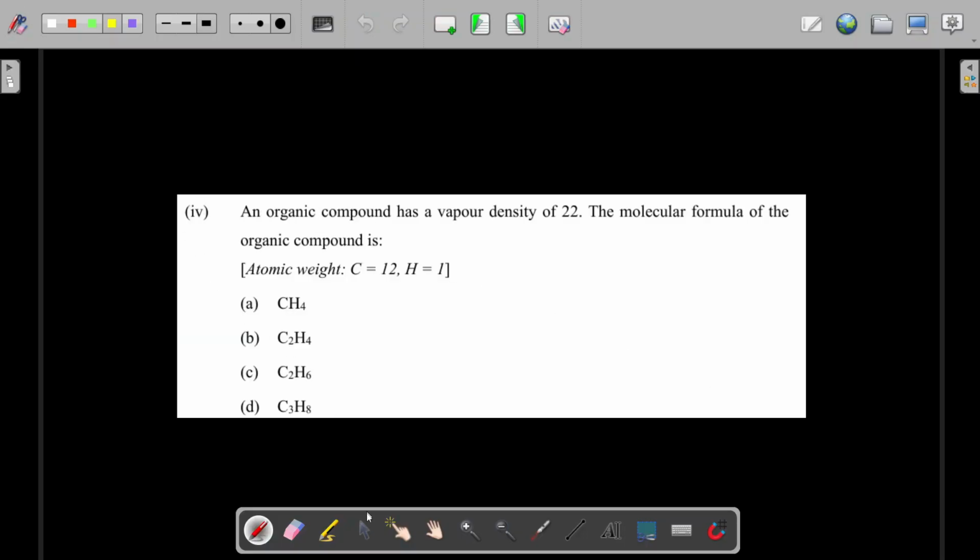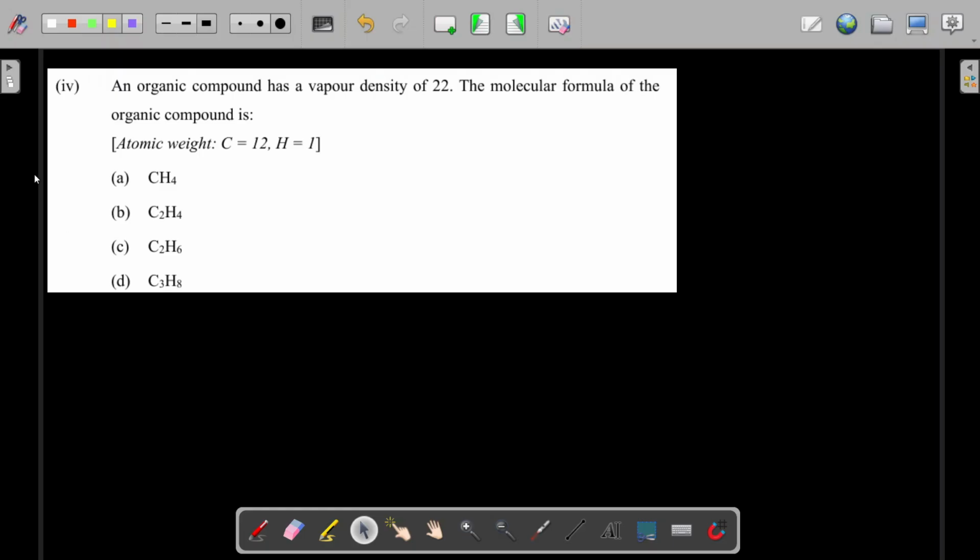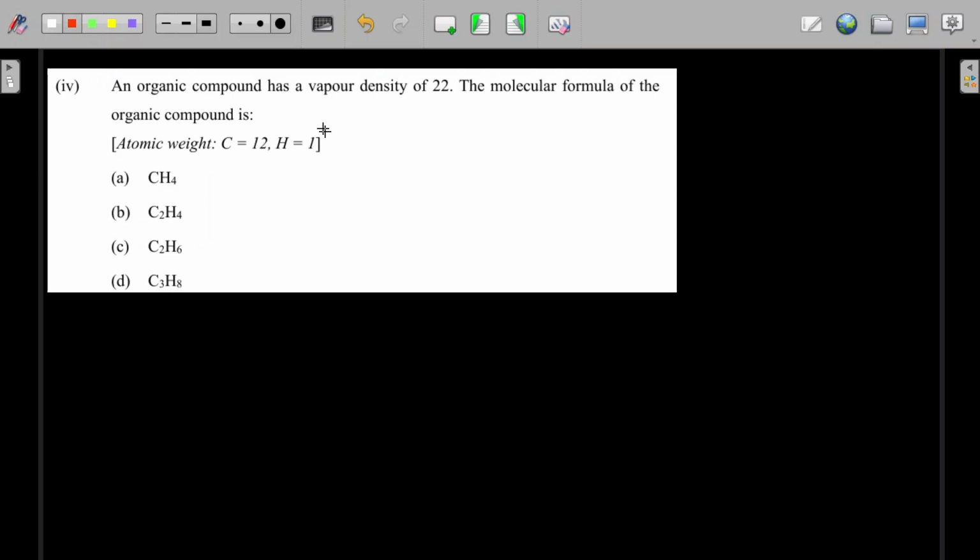Okay. This one again similar. An organic compound has a vapor density of 22. The molecular formula of the organic compound is? How do you do this? Darshmana, tell me. It's molecular weight, not formula. Molecular weight, so molecular weight would be 44.